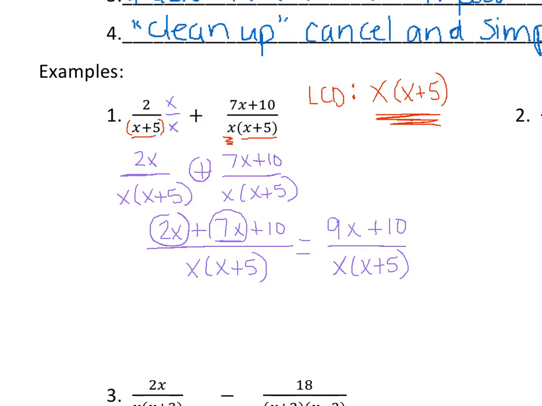Now at this point you want to see if there's any more factoring that needs to be done. Well, on top I have a 9x plus 10. Because it is a linear term, the only thing that I could factor out is a common factor. Well, for 9 and 10, the only common factor is 1, and that's not going to help me, and so this is my final answer.